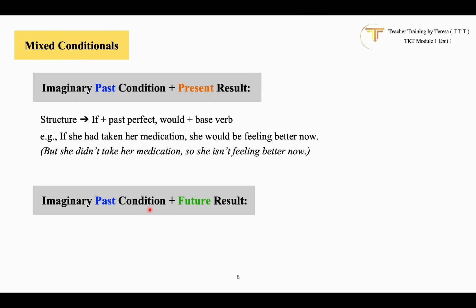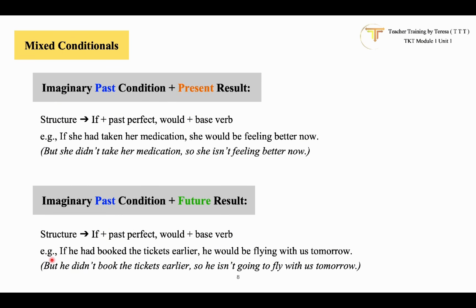Imaginary past condition plus future result. Structure. If plus past perfect, would plus base verb. Example, if he had booked the tickets earlier, he would be flying with us tomorrow. But he didn't book the tickets earlier, so he isn't going to fly with us tomorrow.